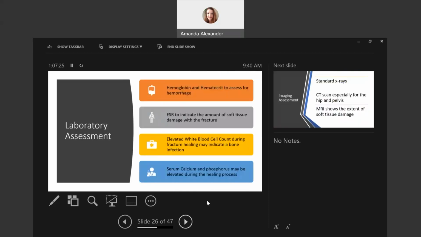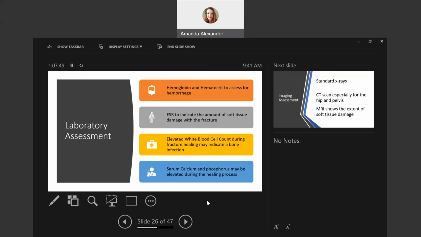For medical assessments, we're looking at laboratories, so we're going to check the H&H, which is the hemoglobin and hematocrit. This tells you how many red blood cells are circulating in the body, how much blood the patient has. The erythrocyte sedimentation rate indicates the amount of soft tissue damage when a fracture occurs.